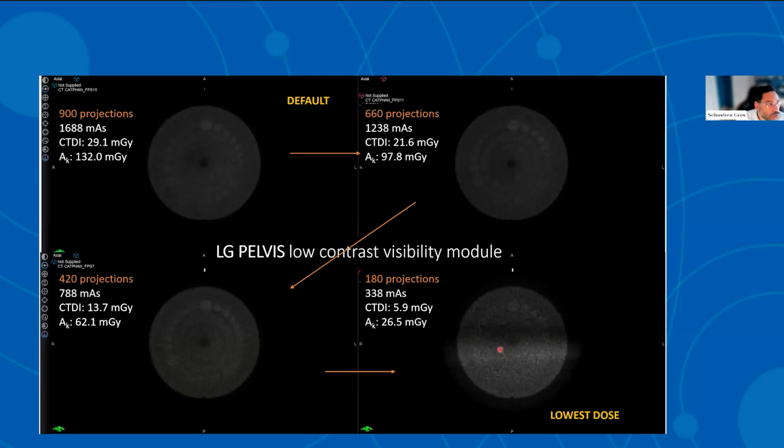Okay. Now, looking at the large pelvis protocol, we have a higher tube potential, 900 projections going down to 180 projections. And you can see what happens when you lower the dose. You can still see some of the targets, but when you get to very low dose, you start to have some artifacts from the reconstruction.